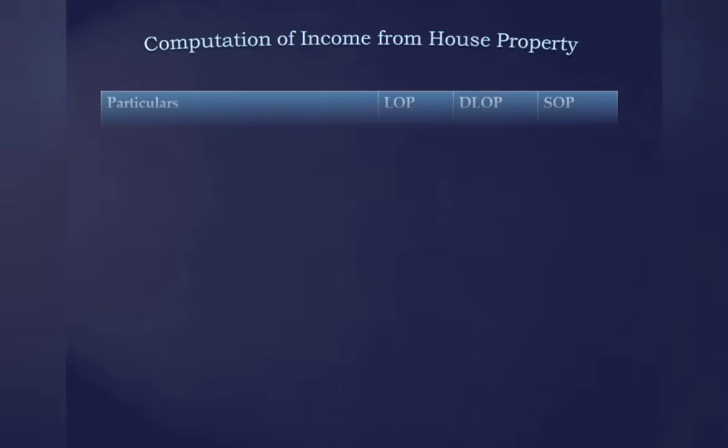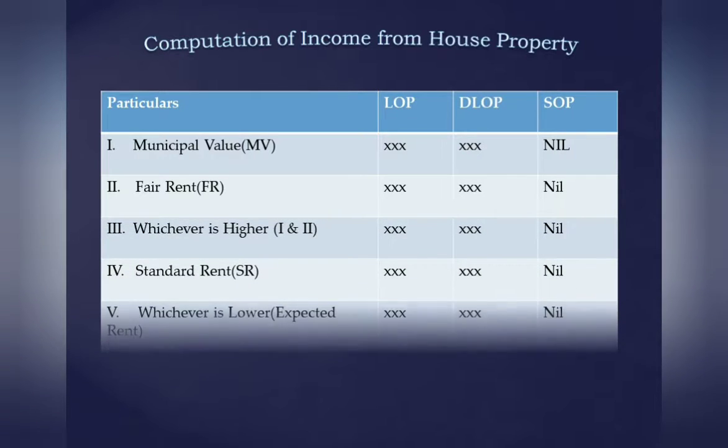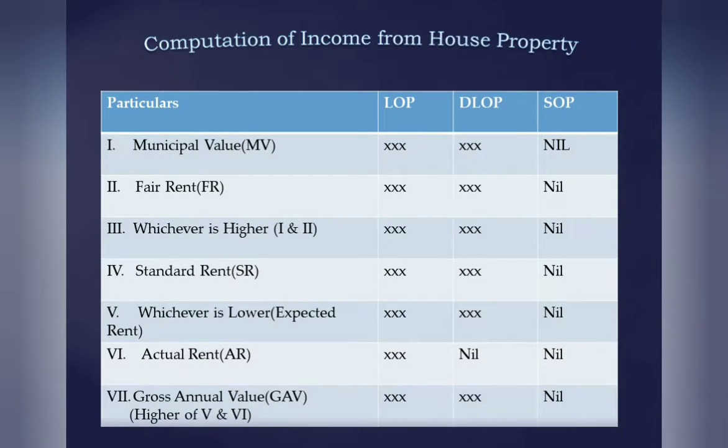Now let us discuss the chart of computation of income from house property. Let us discuss the whole chart first, and then each term separately we will discuss in detail. Now I had made a chart. LOP means let out property, DLOP is deemed to be let out property, SOP is self occupied property. In case of SOP, all the amounts will be nil, only the deduction under section 24, that is interest on loan borrowed, will be allowed.